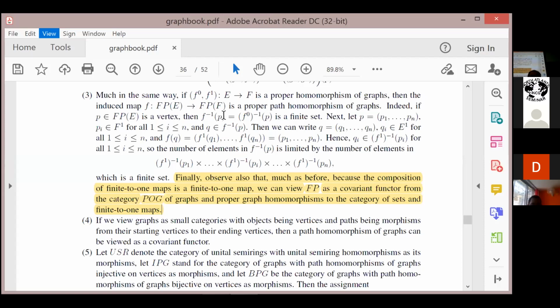...gives us a finite-to-one map. So this is really a category, and FP is such a functor. So I restrict to the subcategory POG, and then I land in the subcategory in the category of sets where I have the same class of objects, but now my morphisms are finite-to-one. Okay, so that's all I wanted to tell you as far as things that were missing from two weeks ago are concerned.